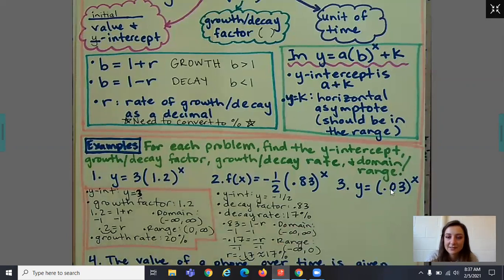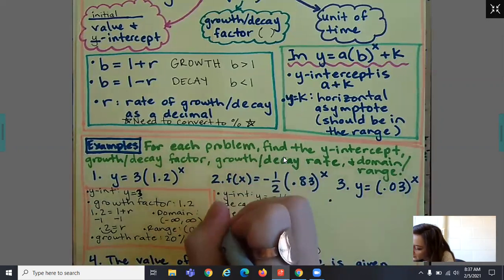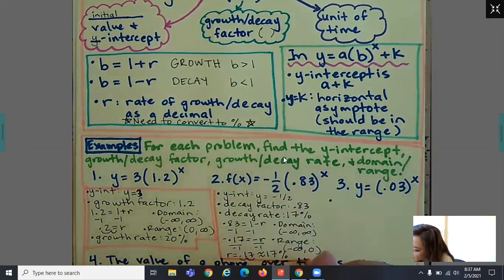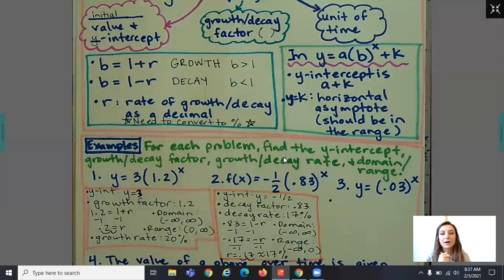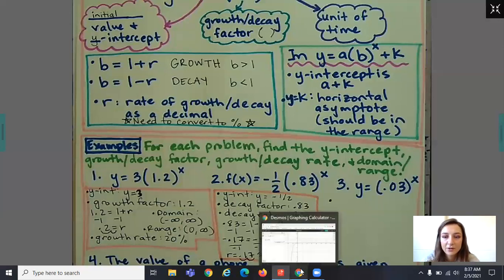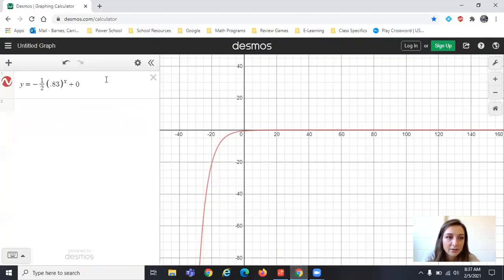Okay, so let's try this last example, and then we'll move on to a real world example here. Okay, so problem number 3, the y-intercept is going to be the number that's out in the front. Since there is no number out in the front, a lot of people like to say that the y-intercept is 0. But the y-intercept here is not actually 0, and we can look in Desmos just to double check.